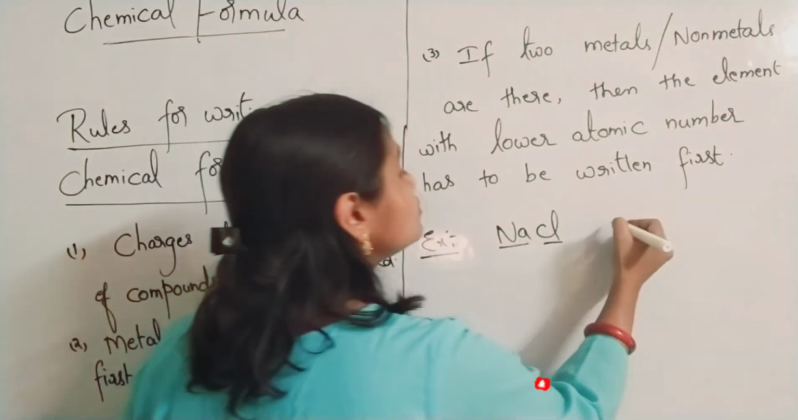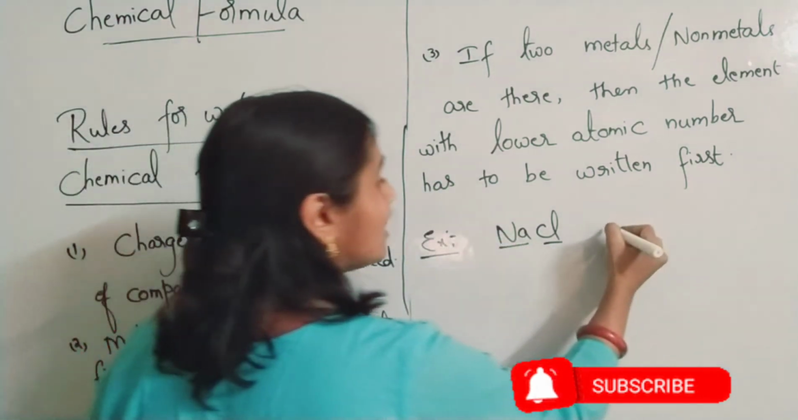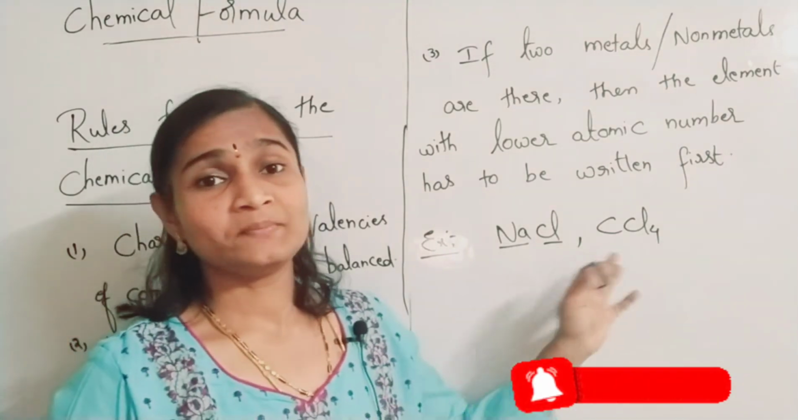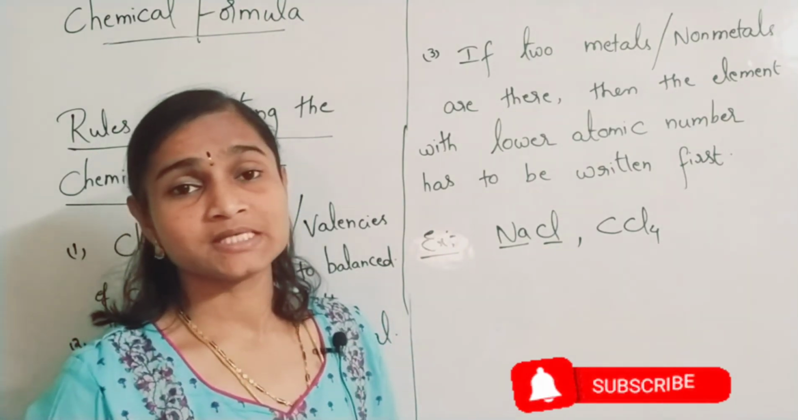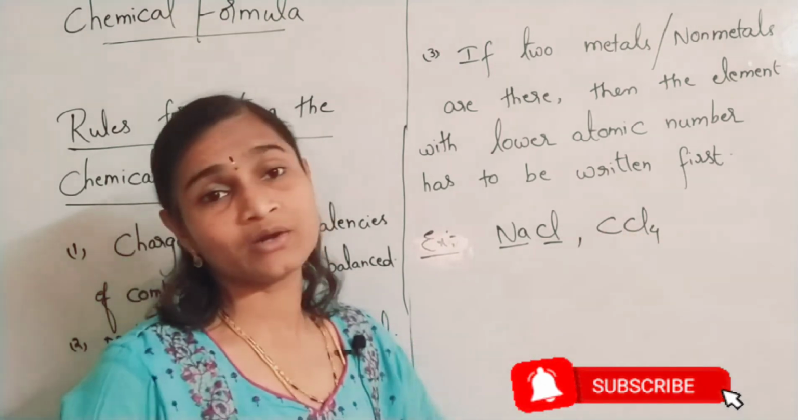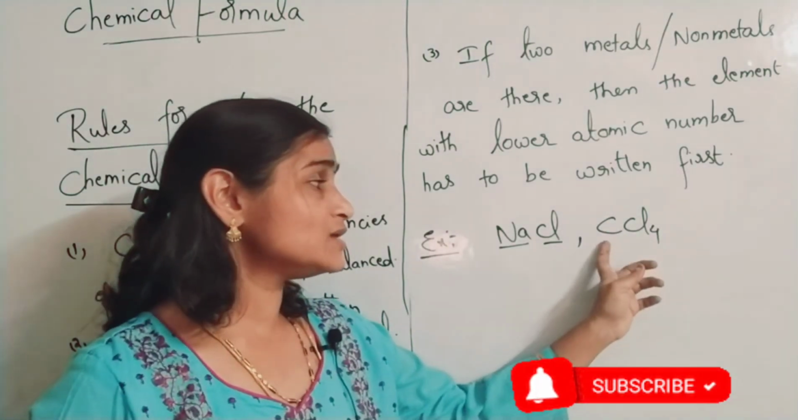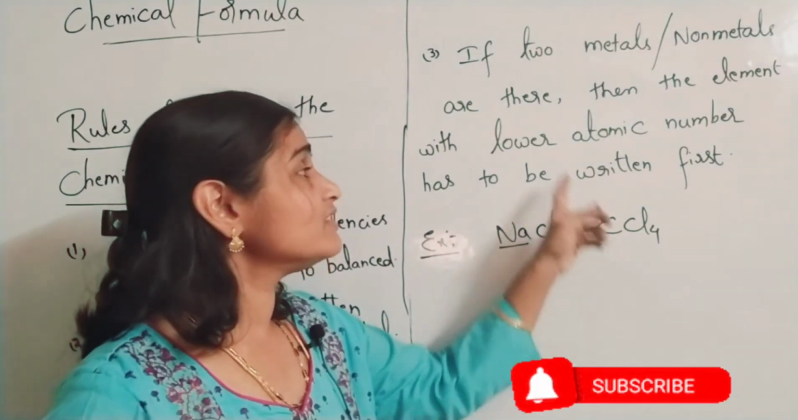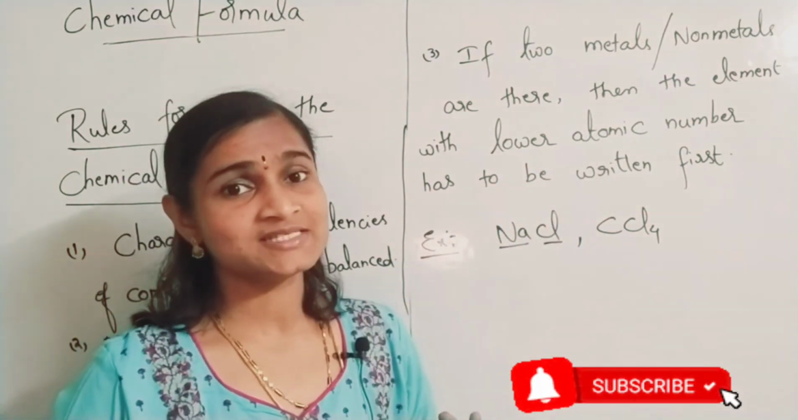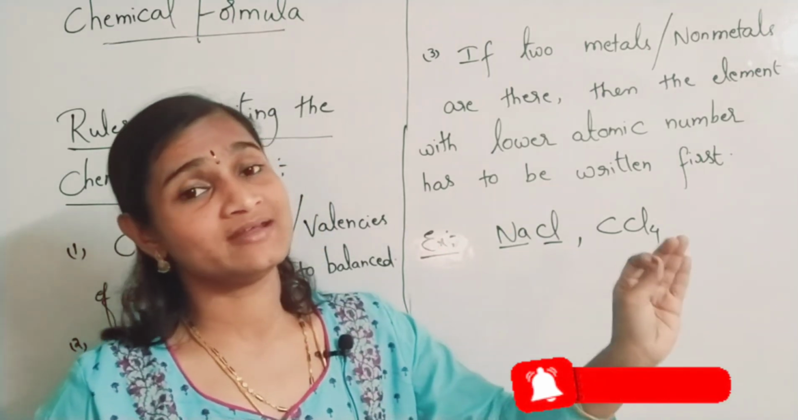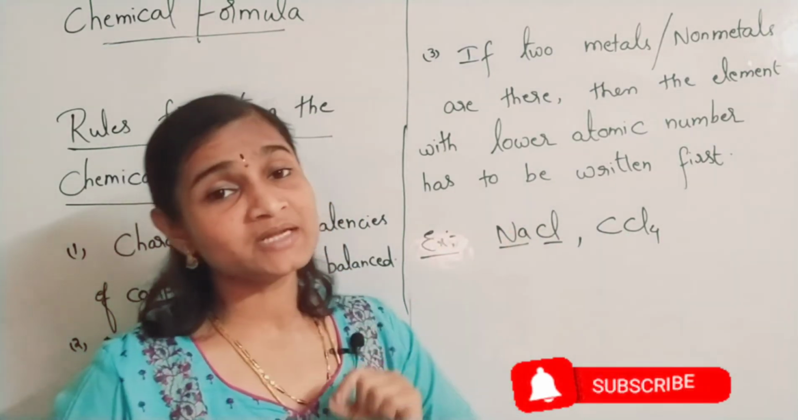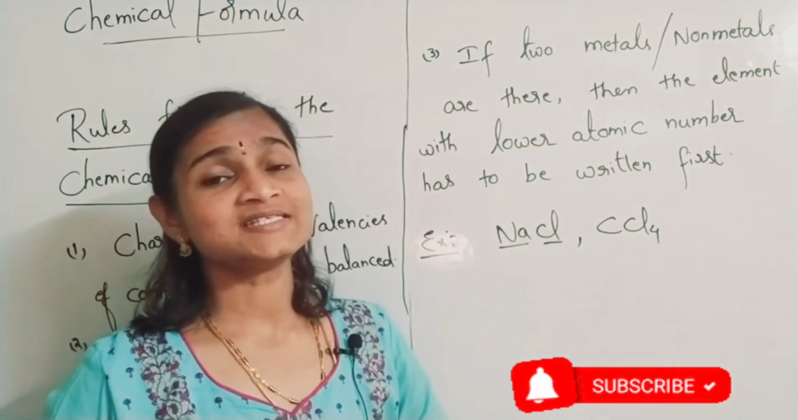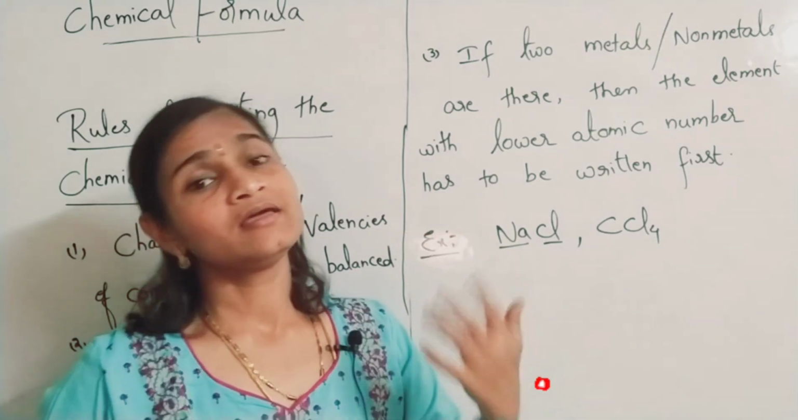Suppose two non-metals are there, like CCl4, as I just told you in the example of binary compounds. CCl4, carbon tetrachloride. Here carbon is a non-metal, chlorine is also a non-metal. In such a case, the non-metal with the lower atomic number has to be written first, followed by the non-metal with the higher atomic number. Carbon's atomic number is 6 and chlorine's atomic number is 17. So carbon is written first, followed by chlorine.